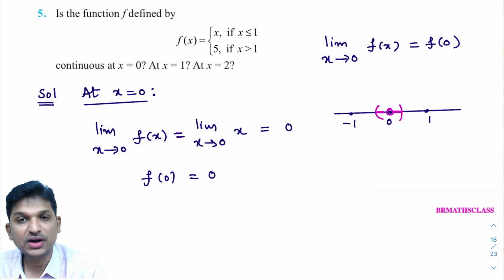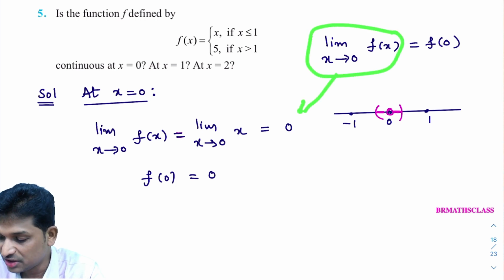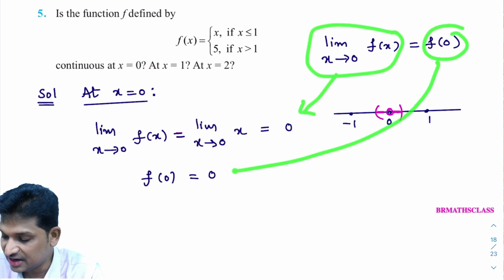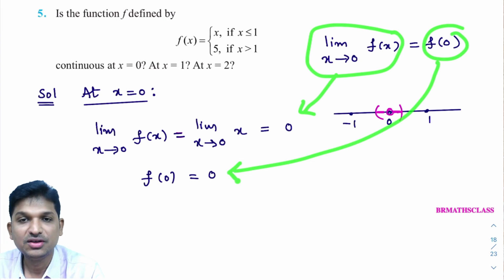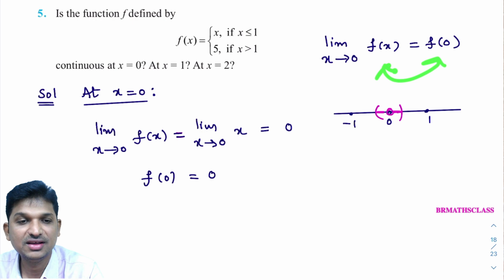Okay, right. So what happened? I calculated the limit as x tends to 0 of f of x. I got its answer as 0. Next, I calculated f of 0. I got it as 0. So what can I say? Can I say these two are equal? Yes.